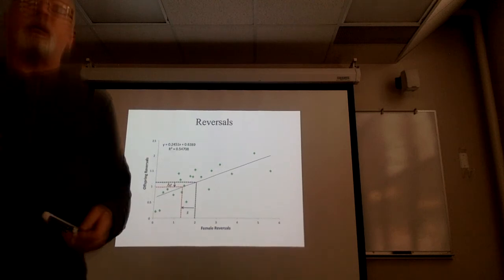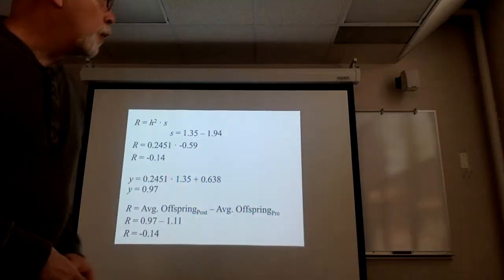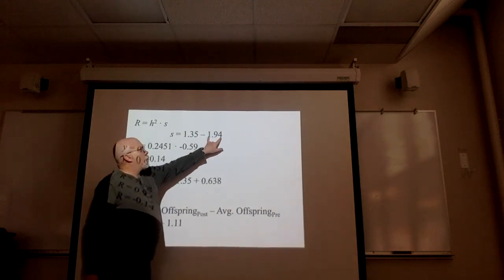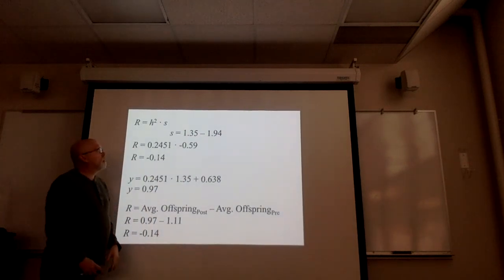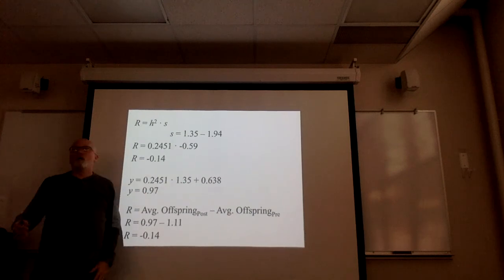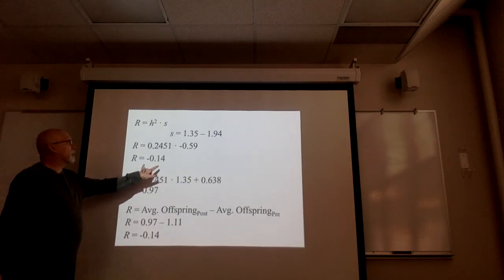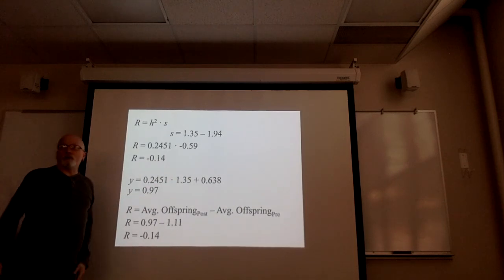So if there's selection against reversals, you would find that before selection it was 1.94, after selection it's 1.35, so this is negative directional selection, not positive directional selection. And so you should expect the phenotype reversals to go down over time.